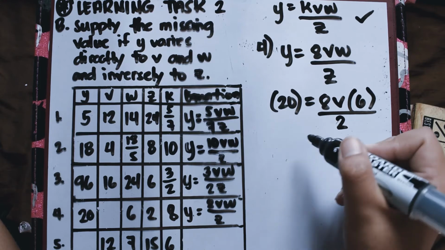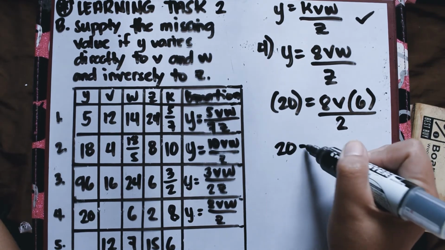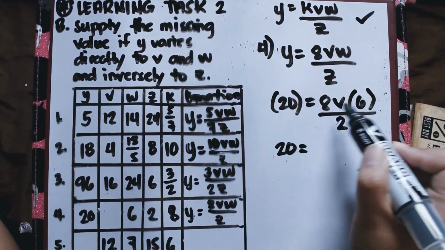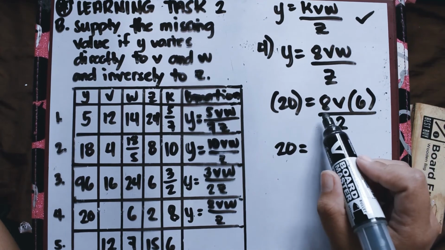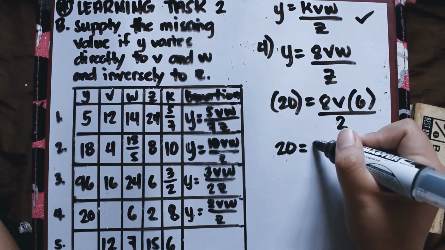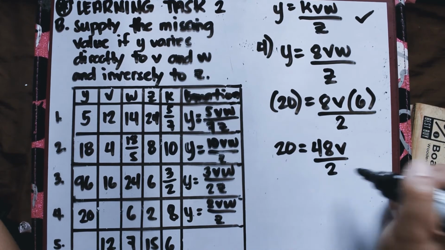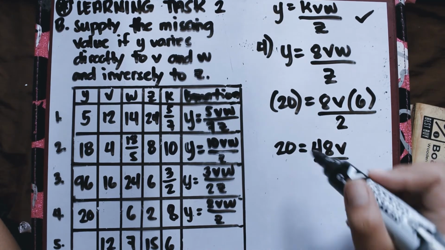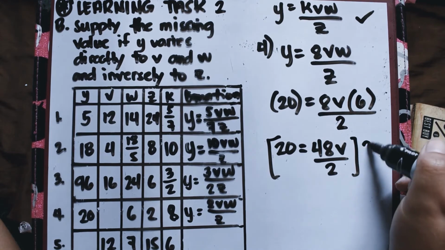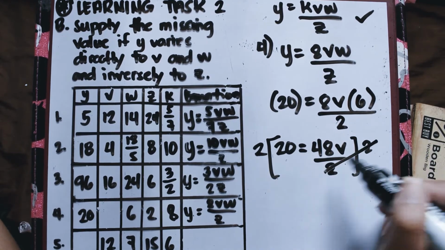After substitute yung mga values, syempre simplify. So, we have 20 is equal to, syempre, i-multiply muna natin yung dalawang number. Mamaya na si V. So, we have 8 times 6 is 48. And then just copy V, all over 2. Kasunod. Next, since may denominator pa tayo, pwedeng cross multiplication or pwede namang mag-cancellation using multiplication.